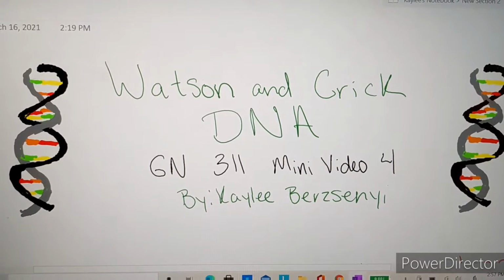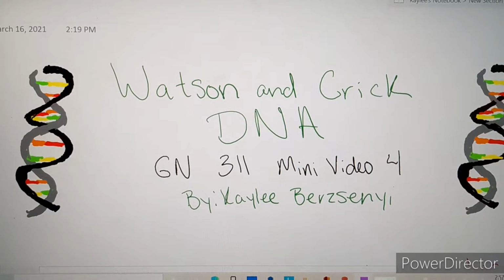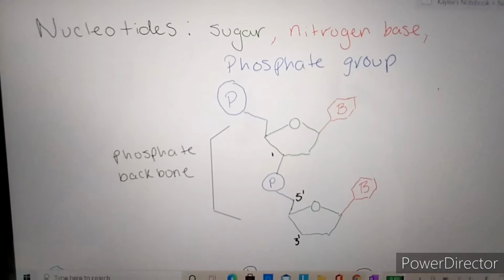Here we can see DNA. DNA is made of subunits called nucleotides that are arranged to produce the double helix structure of DNA. Nucleotides consist of a sugar, a nitrogenous base, and a phosphate group.